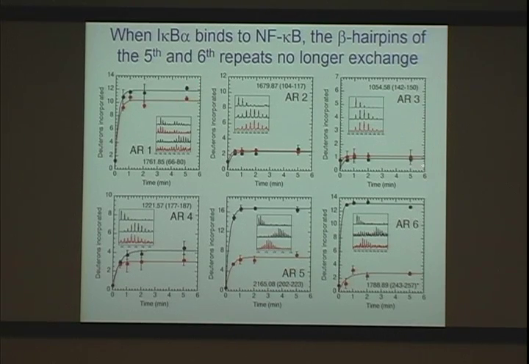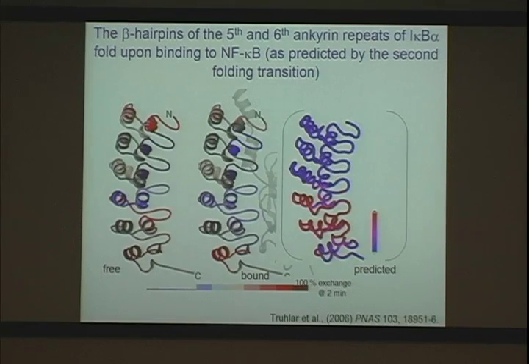The second repeat and the third repeat didn't change at all between complex and free. The fourth changed a little bit, but we saw these massively decreased exchanges of amides in the complex for the fifth and sixth repeats. And there's no way to rationalize 10 or 11 amides difference in exchange here just on the basis of surface area contact. This is clear evidence that these repeats are actually folding on binding to NF kappa B.